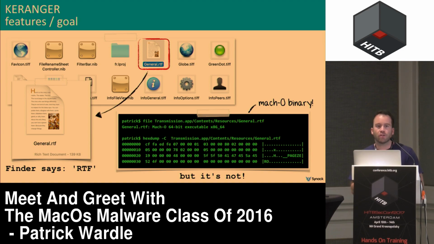If we look at this general.rtf file, as I mentioned, it's in the Resources folder of the application bundle. It appears to be an RTF document, but if we run the file command on it or look at its hex bytes, we can see, no, it's not a document. It's really a Mach-O binary executable.